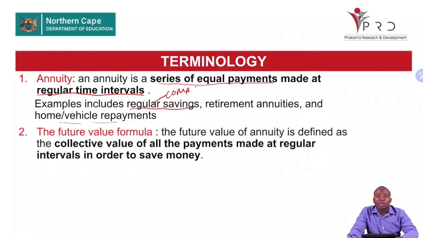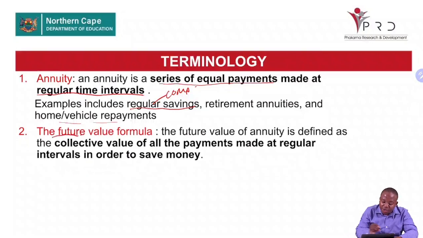Now annuities are calculated using two formulas. One of them is the future value formula. The future value of an annuity is defined as the collective value of all payments made at regular intervals in order to save money. With the future value, we are moving to the future. That is to say, we are depositing money regularly to reach a future goal. So we put in money today and we expect this money to grow in future. Here we are talking about future value annuities.